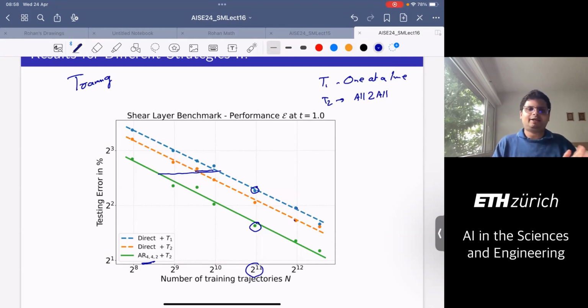Okay, so with that, I stop here and let's meet at 10 past, 12 minutes break. And then from there, we change gears a little bit and we try to solve some of the other problems that we saw with neural operators. Okay, see you in a bit.